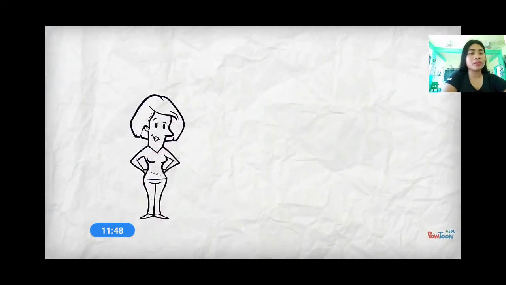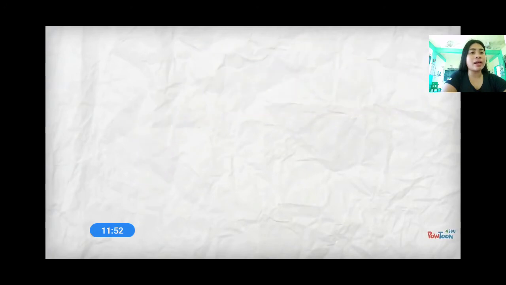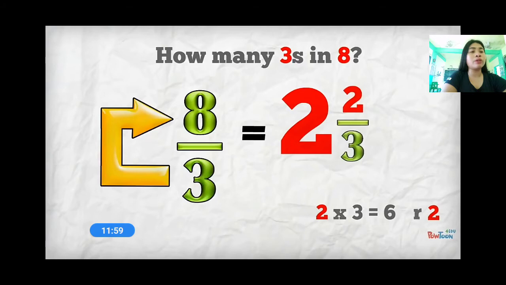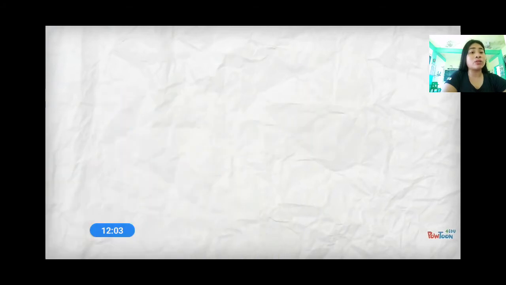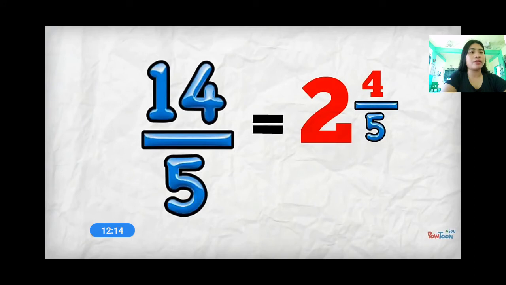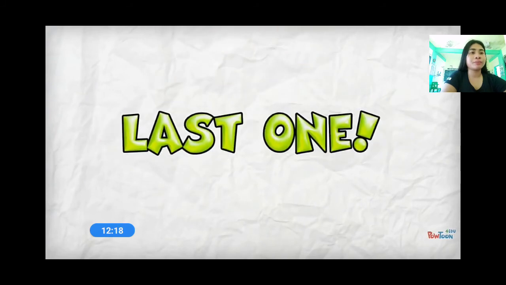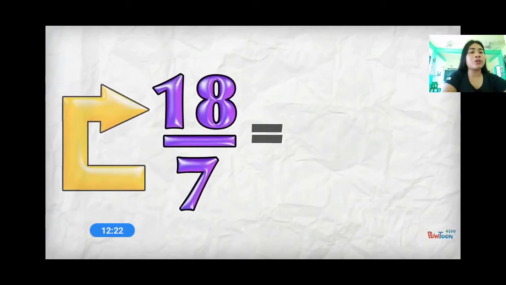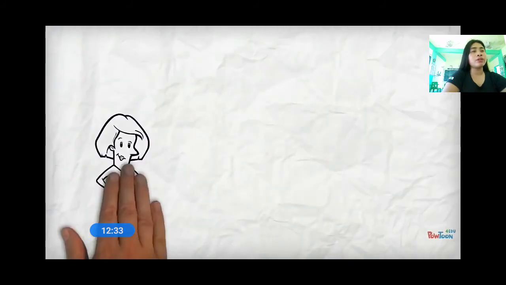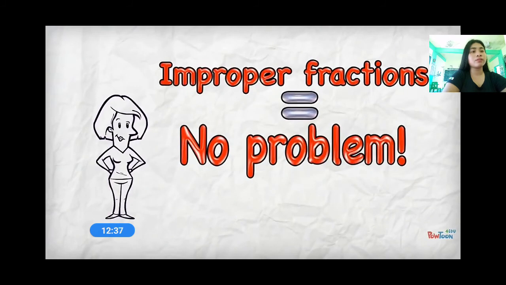Okay, now we've proved the method works. It's time to do some examples. So here are other examples. We have 8/3, 8 divided by 3, 2. There's a remainder 2, and then we're just going to copy the denominator. So the answer is 2 and 2/3. How many 5's in 14? Okay, so 14/5, we have 2 and 4/5. Okay. Last one. 18/7. 18 divided by 7 is 2 remainder 4, so 2 and 4/7. Improper fractions are no problem. You got this. Now, all you need is some practice.